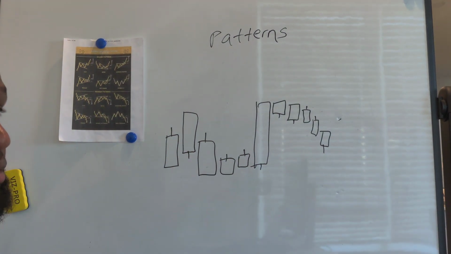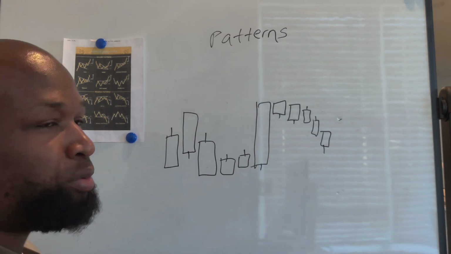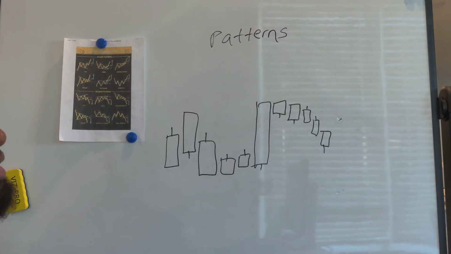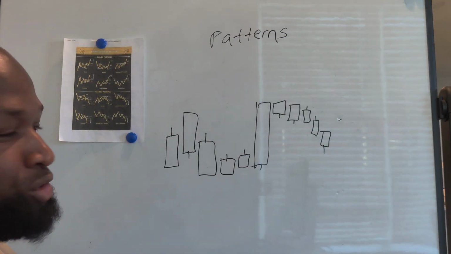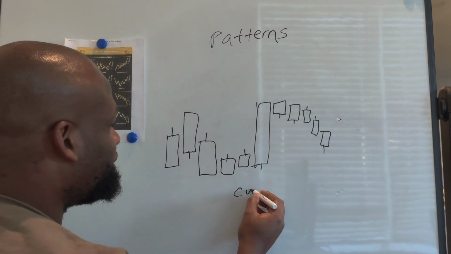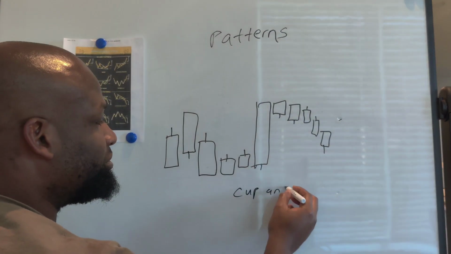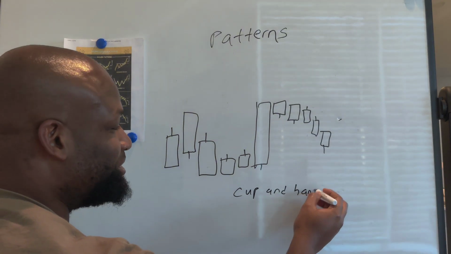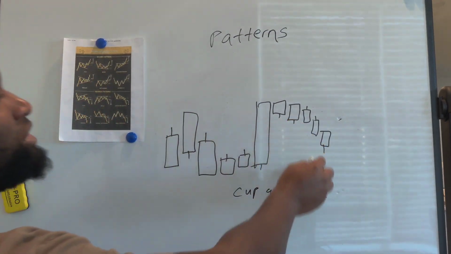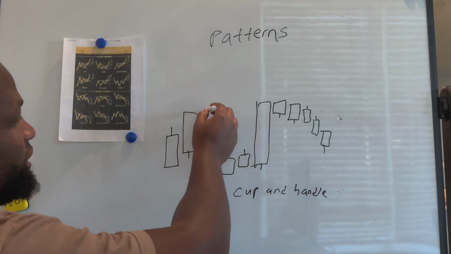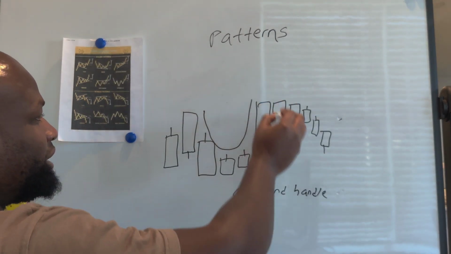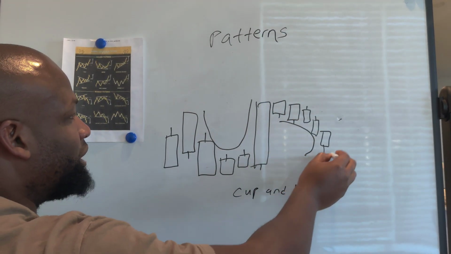This is another very popular one. What you can see here is a cup. We call it a cup and handle. Very important: we need this handle, because the handle tells us that the pattern is complete. If you look here, it's the form of a cup, and this is the handle.